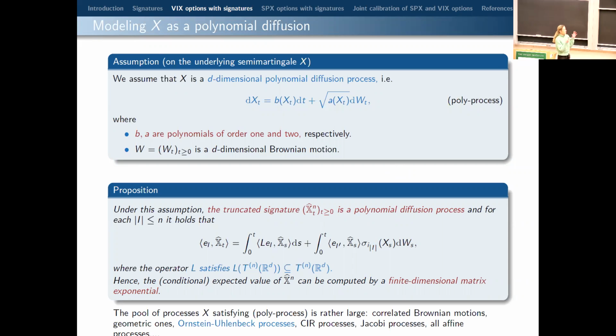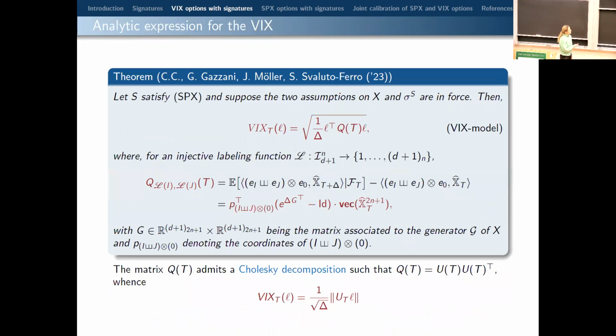For people who do not know what a polynomial process is, this is the definition. You can see that this nests a lot of models, in particular geometric Brownian motion, Ornstein-Uhlenbeck processes, Cox-Ingersoll-Ross processes, Jacobi processes, and so on. So this is a very rich class.